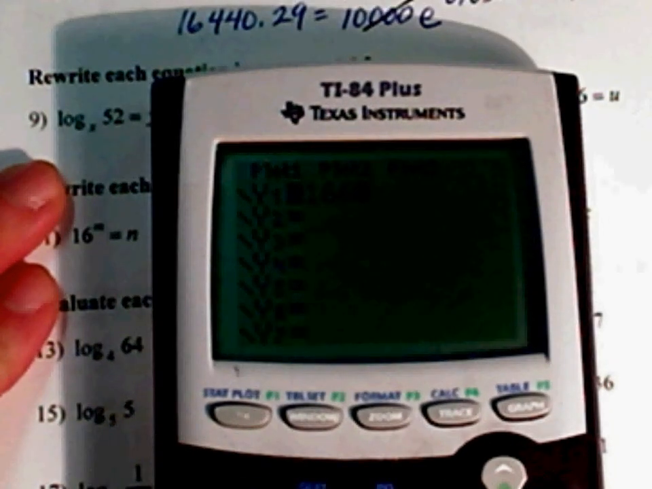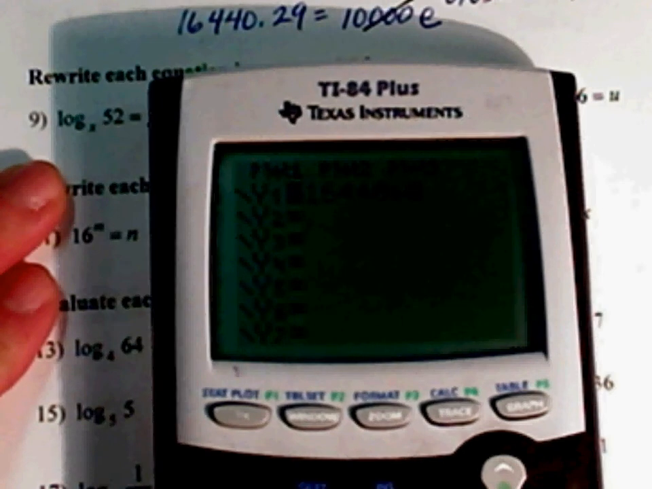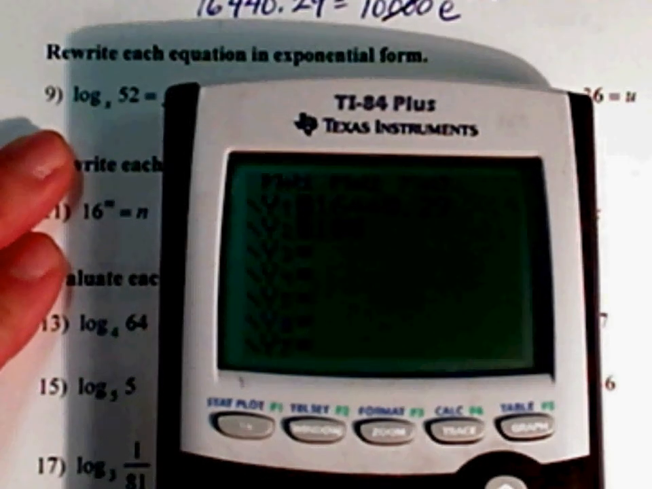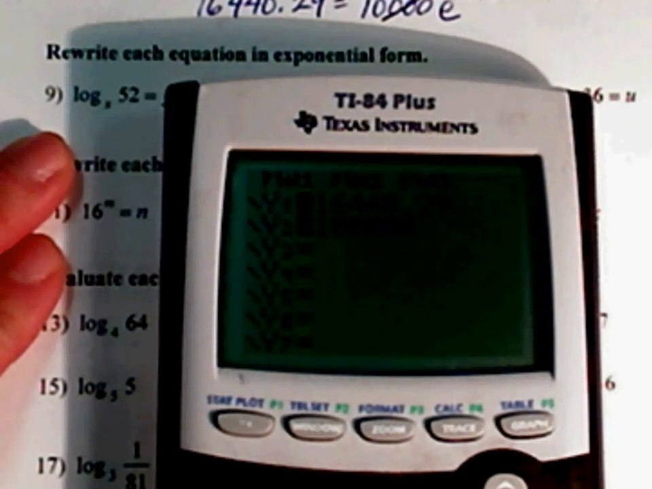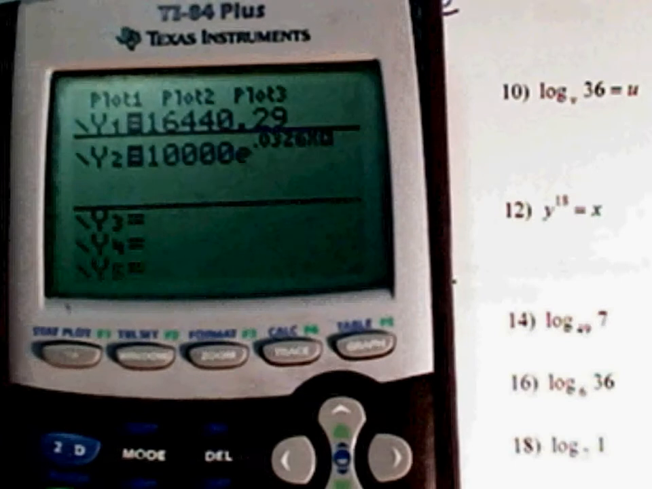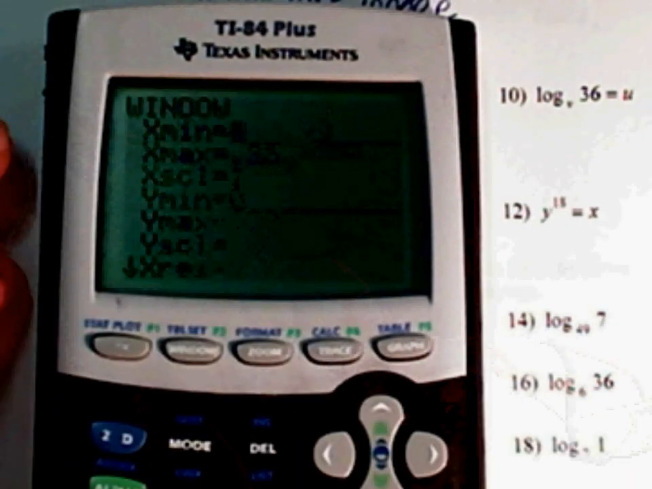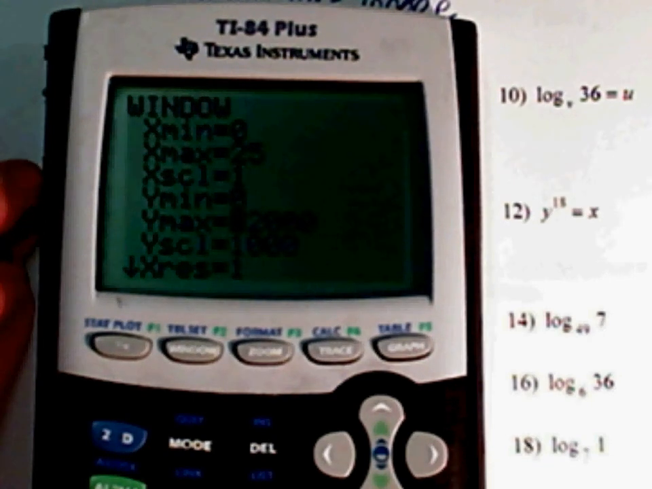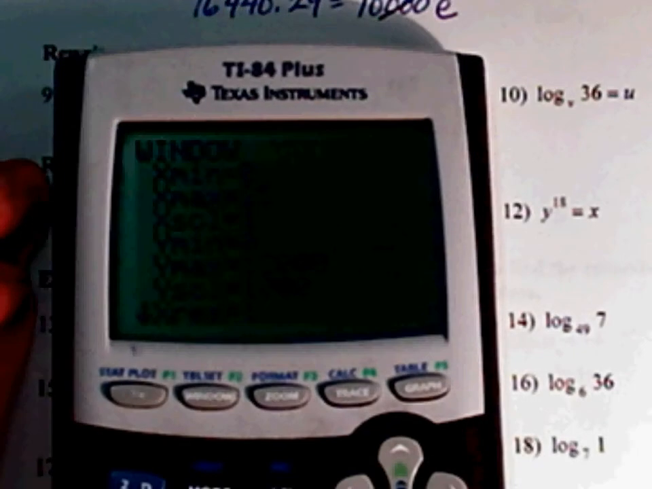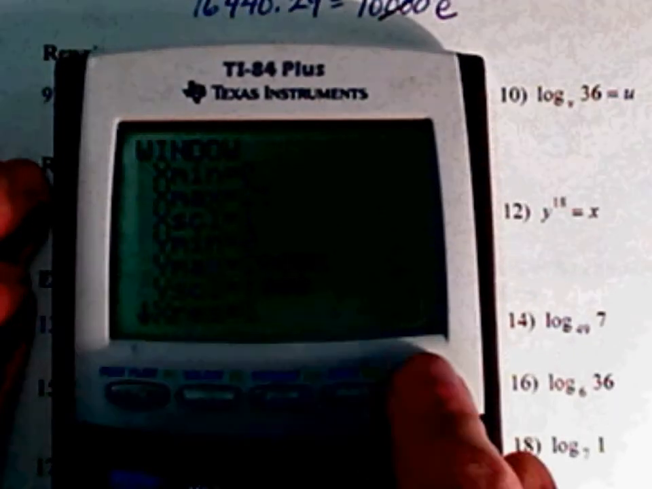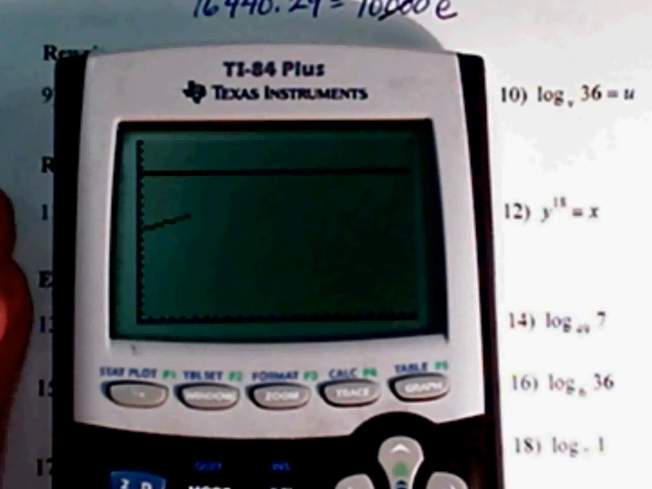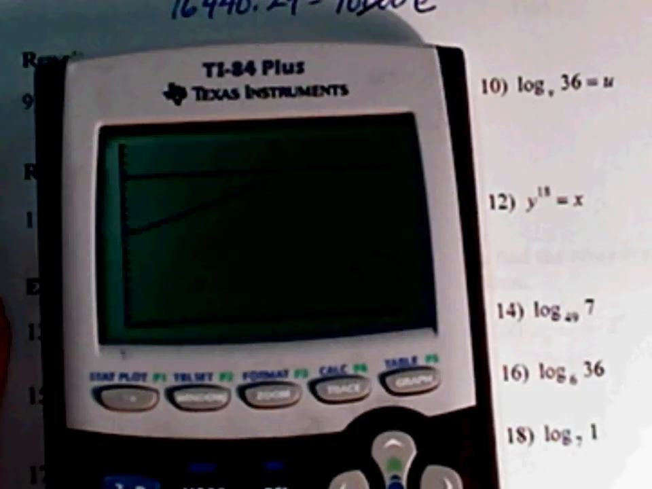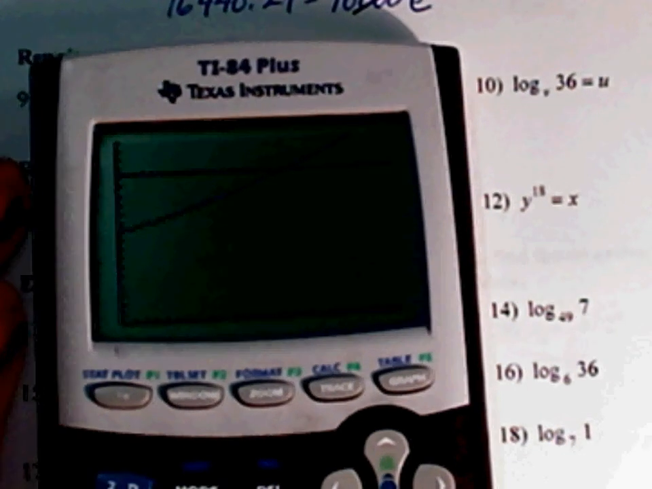16440.29. The other equation is 10,000 E raised to the 0.0326 times T. See how you used to do that before? Keep doing that. Change your window. Okay, we're looking for time of year, so I'm going to try 25. Minimum of 0. Your biggest number is 16,000, so I might want to do 20,000. And hit graph. That's what you guys are used to, right? I just want to give you another way, just in case. Go to second count. Go to intersection. Left curve.